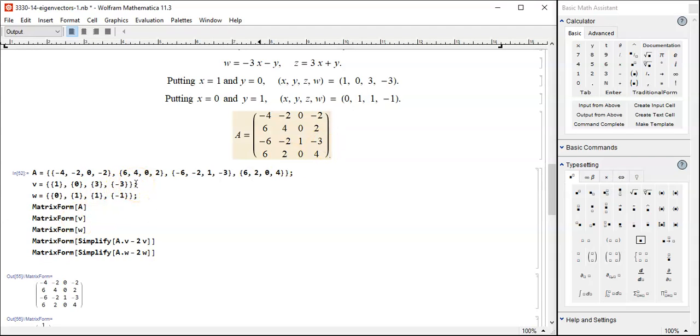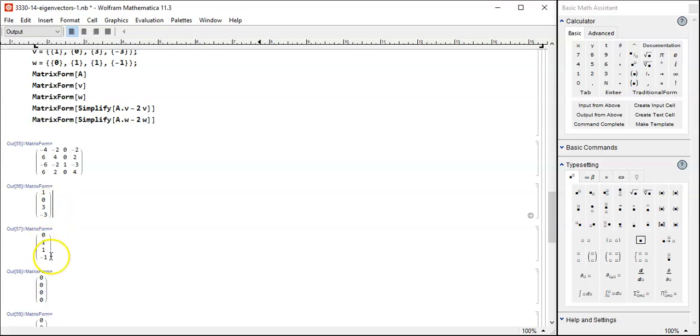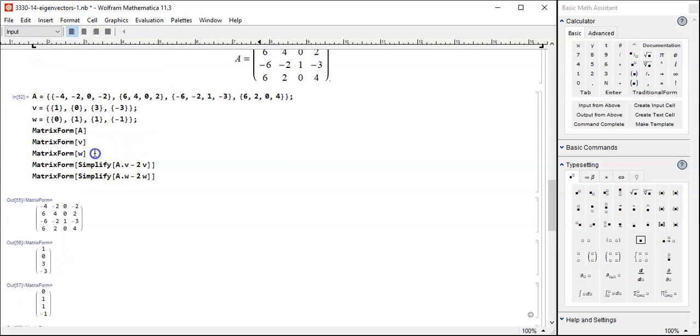And how about eigenvectors V and W? 1, 0, 3, negative 3, and 0, 1, 1, negative 1, but they should be column vectors, so I wrote them as columns. Each row has only one number, so another brace here: 1, 0, 3, negative 3, like this. This is the way you write column vectors in Mathematica. And then you can check those: MatrixForm for V, MatrixForm for W. Okay, they check out.